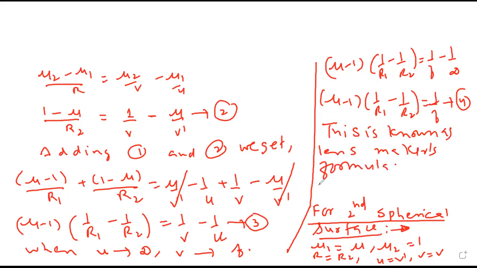Okay. By chance, if they tell you to show that 1 upon f equals 1 upon v minus 1 upon u, then one more line: from 3 and 4 we get 1 upon f equals 1 upon v minus 1 upon u. Write this properly so that you can understand what the final answer is.